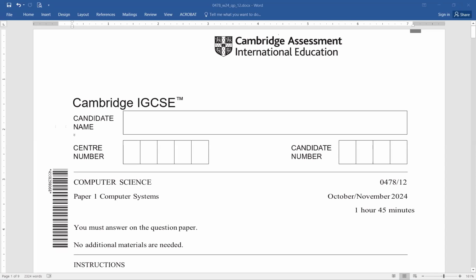Today we are solving one more paper, that is Cambridge IGCSE Paper 1 Computer Science, that is Computer Systems 0478, Paper 1-2, October-November 2024. The duration of the paper is 1 hour 45 minutes. You have to answer on the question paper. No additional materials are needed.